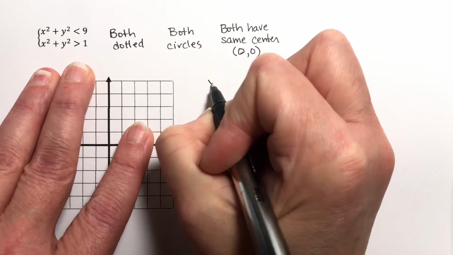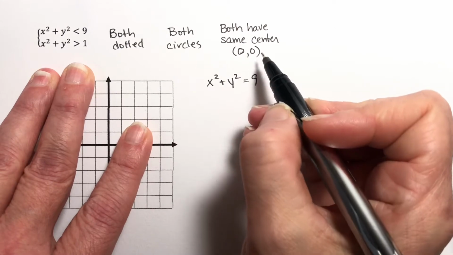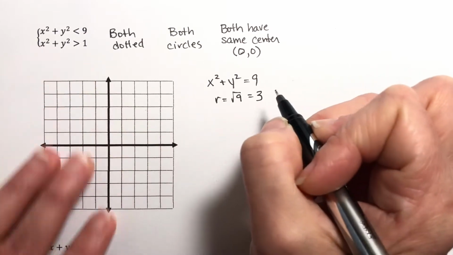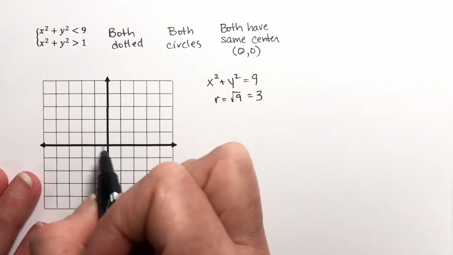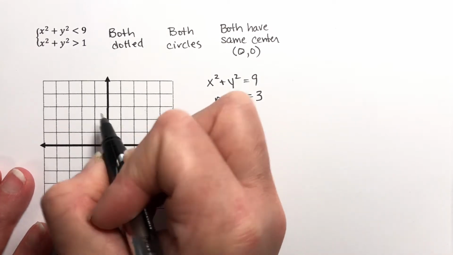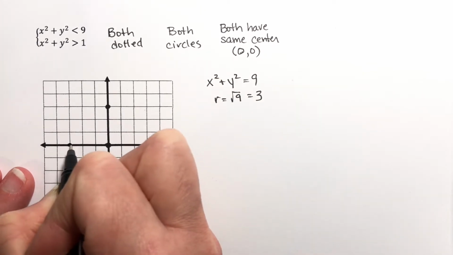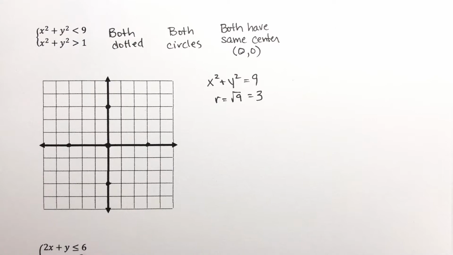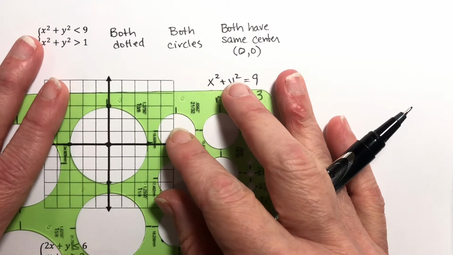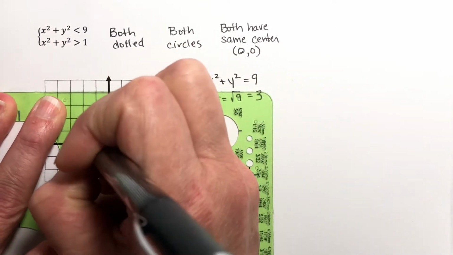So for the first one, x squared plus y squared equal to 9, my center is 0, 0, but my radius is the square root of 9, which is 3. So for this one, my center is right here, and I'm going to count 3 in every direction. Okay, and now connect these with a dotted circle. Let's see here, I'll get a dotted circle drawn.